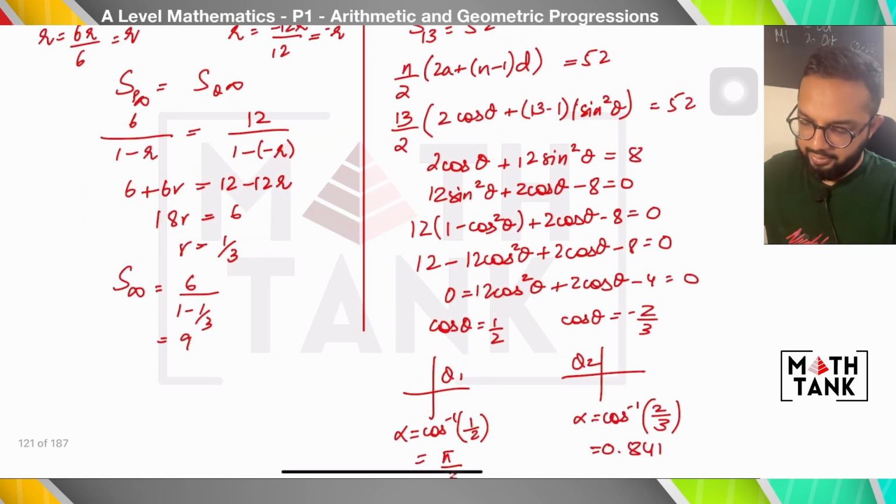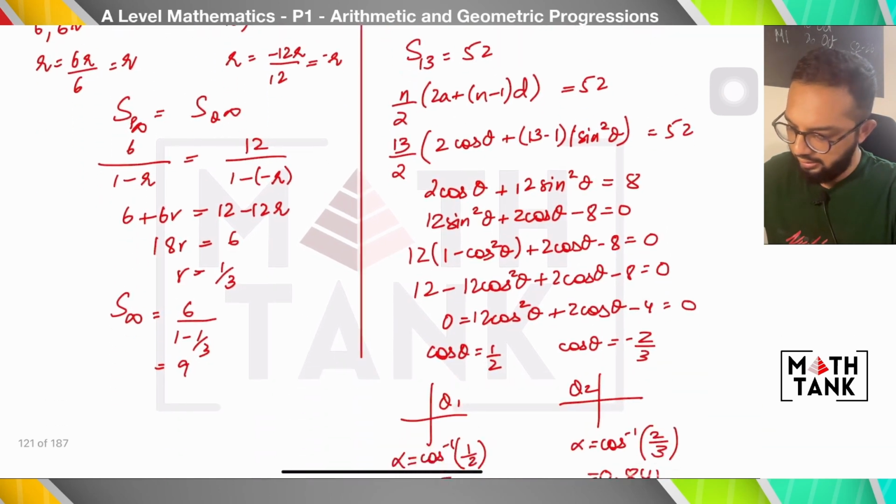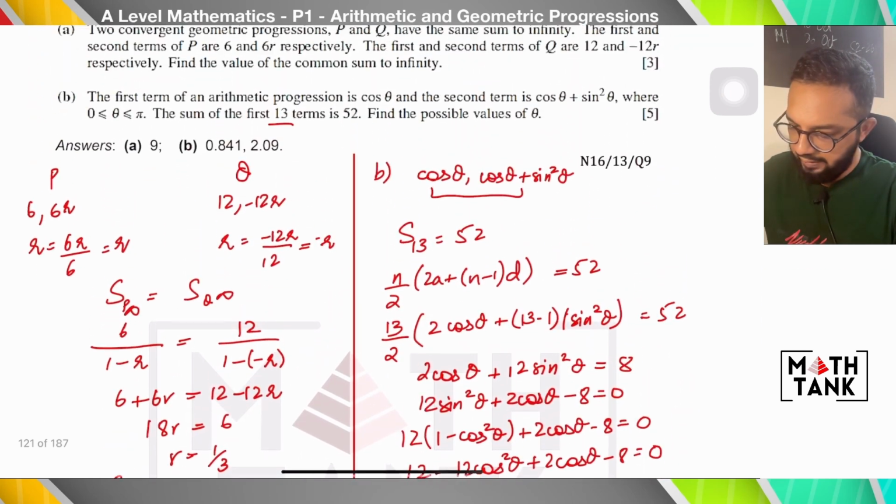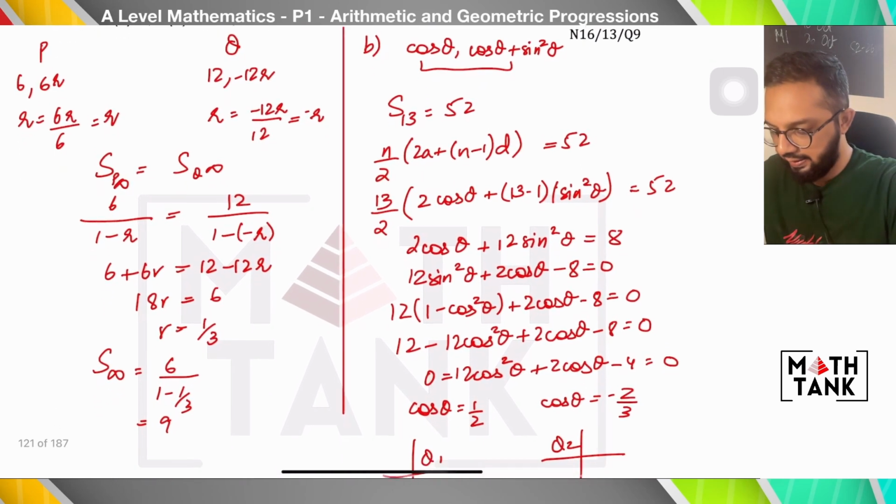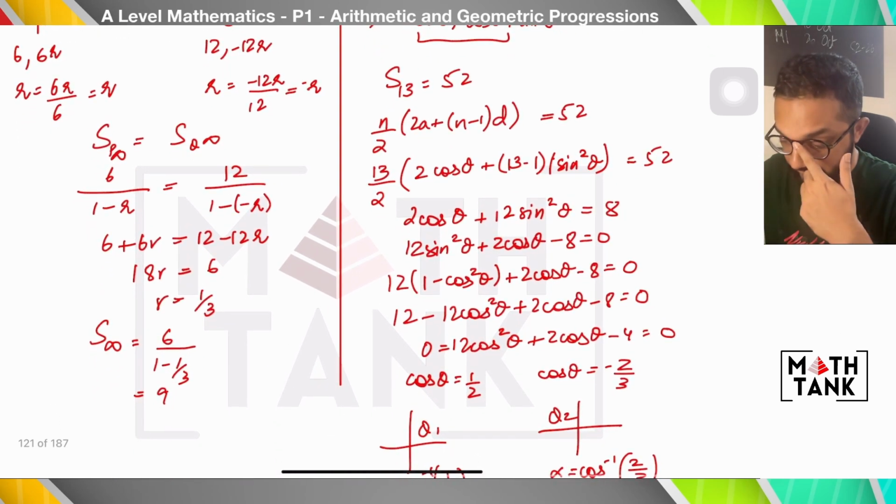I just need to be absolutely sure that I have taken the right signs. Okay, so this would give me 12 sine square theta and 2 cos theta minus 8, with 12 sine square theta being 12 minus 12 cos square theta.